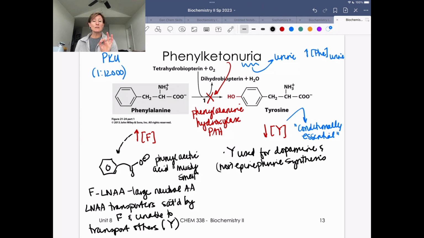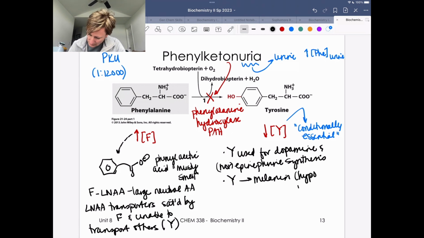Okay, so two really important neurotransmitters. And so if we are not having sufficient levels of this, we're certainly going to see some neurological implications by having insufficient levels of tyrosine. Tyrosine is also an important precursor for melanin. So again, tyrosine insufficiency or deficiency is going to lead to hypopigmentation.